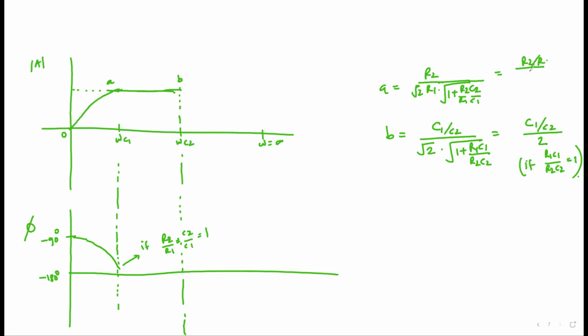R2 over R1 divided by 2, if R2C2 and R1C1 are made equal to 1. And this is also this one. So the phase is minus 180 degrees. For this also, the phase will remain constant, at about minus 180 degrees.